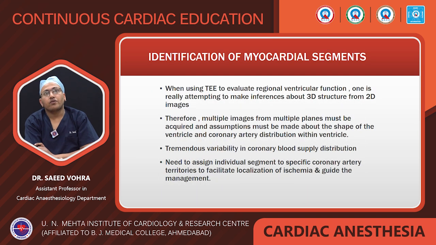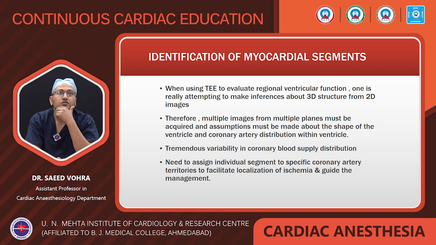Now, identifying the myocardial segments. When using transesophageal echocardiography to evaluate the regional ventricular function, one has to attempt to make inferences about the 3D structure from 2D images. Hence, multiple images from multiple planes must be acquired, and assumptions must be made about the shape of the ventricle and coronary artery distribution within the ventricle. There is a tremendous variability in the coronary blood supply, but one needs to assign individual segments to specific coronary artery territories to facilitate the localization of ischemia and guide the management.